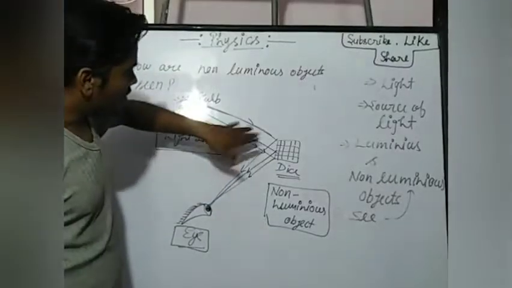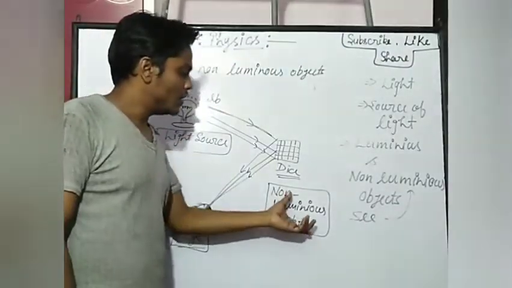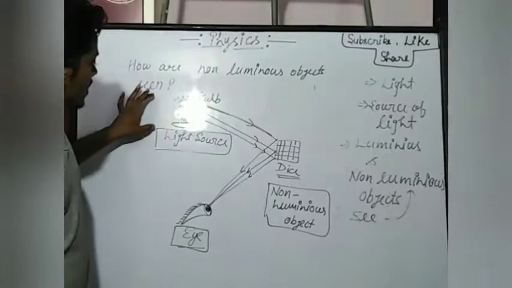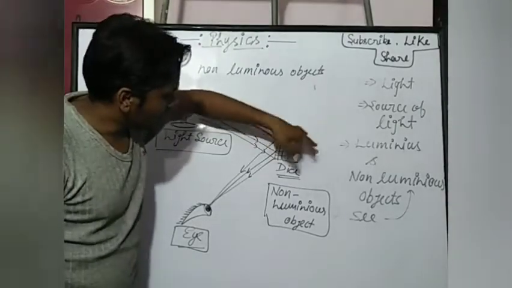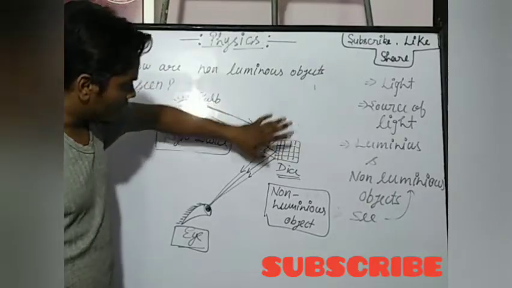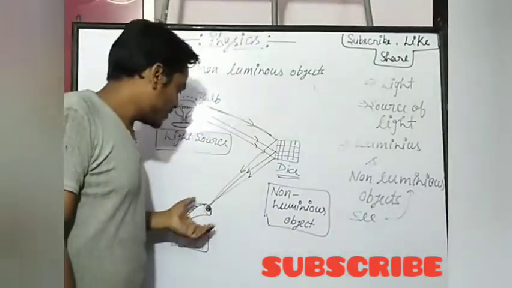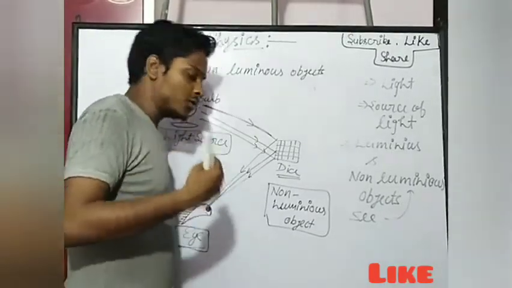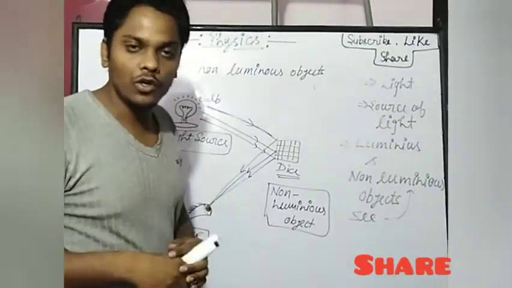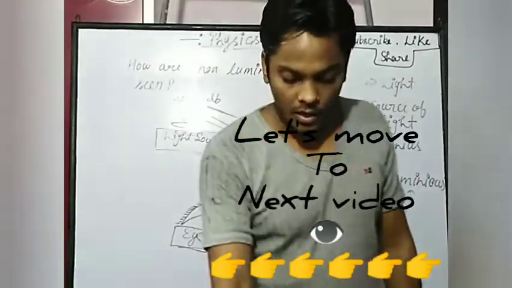So by this process we can see non-luminous objects. Once again, from the light source, a ray of light falls upon the surface of the object, and then from that surface it reflects to the human eye. So by this process we are able to see that non-luminous object.